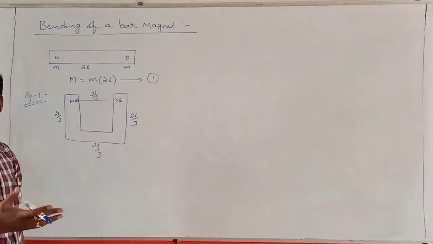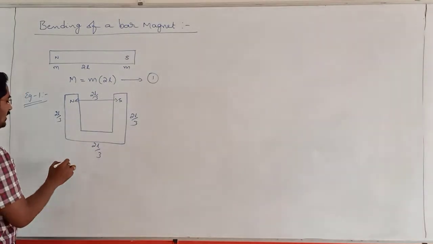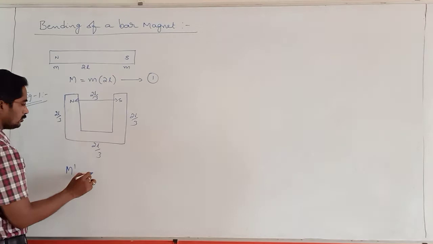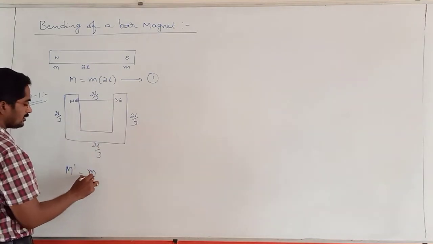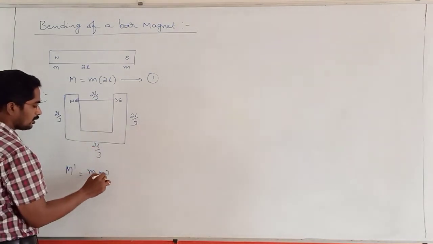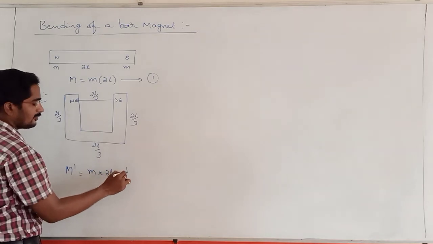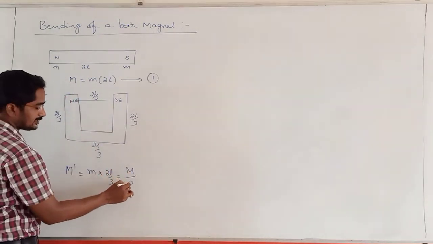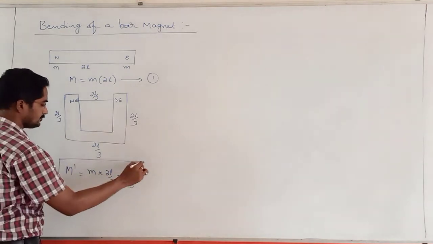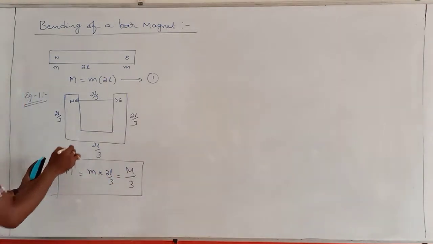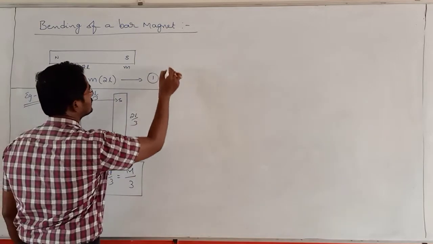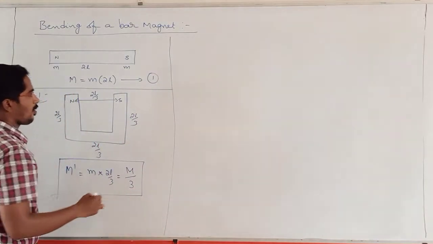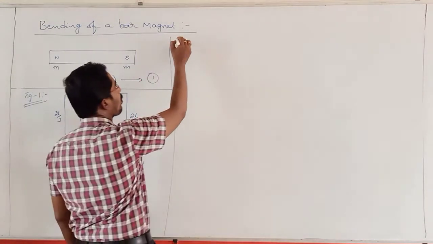But the pole strength did not change. By that, the magnetic moment equals pole strength m into length 2L by 3. So M into 2L means capital M, and capital M by 3 is the answer for us. That is example 1. Next, example 2.